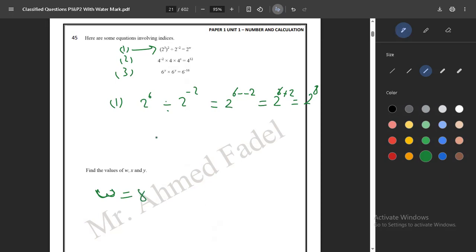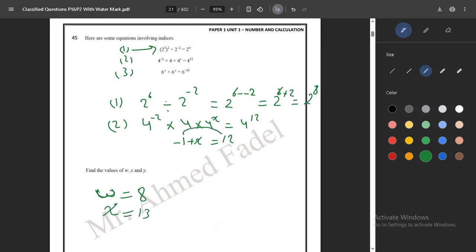W equals 8. All right, here, question 2. 4 to the power of negative 2 times 4 times 4 to the power of x equals 4 to the power of 12. How can I do this? They're saying here as if they're saying negative 2 plus 1. What is negative 2 plus 1? Negative 1. So they're saying negative 1 plus x equals 12. What is the number that I add to negative 1 to give me 12? Yes, it is positive 13. So x is 13. Or if you want to use algebra, no problem.